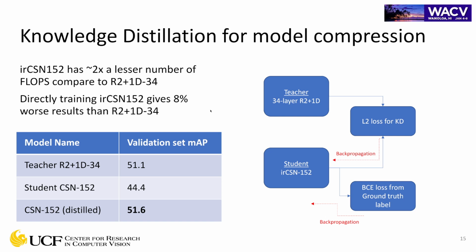In the table below, you will notice that IRCSN 152 performs 8% worse when trained normally versus using knowledge distillation, in which case it performs as well as the teacher model. Because the model is smaller and faster, we are able to include multiple compressed models in our final Gabriella system.